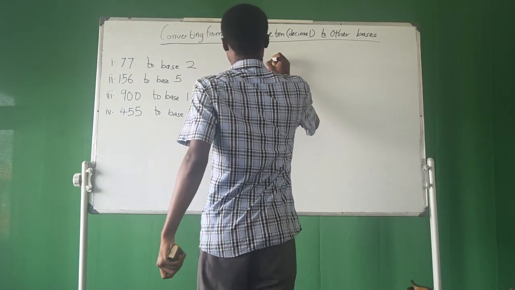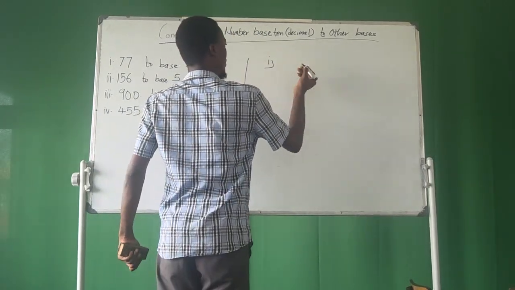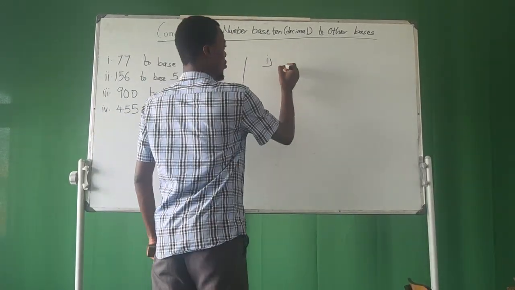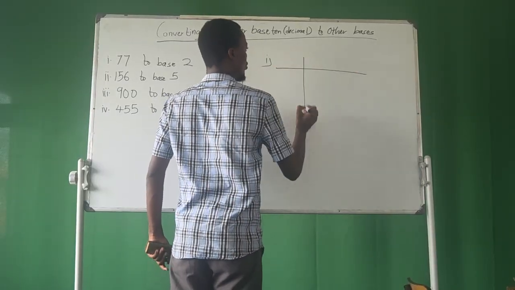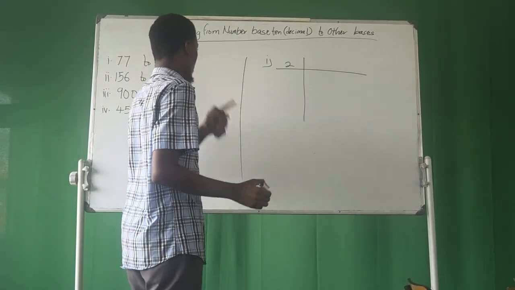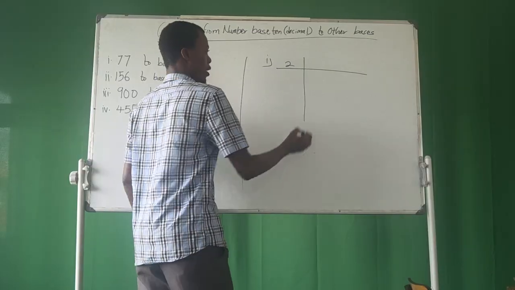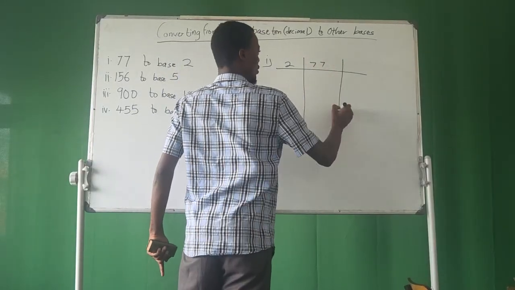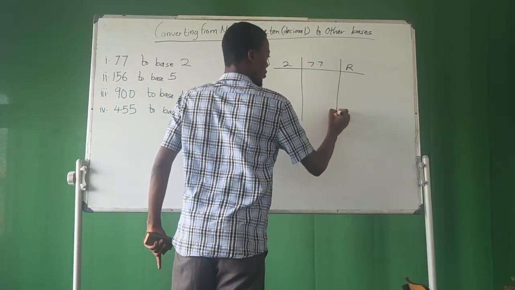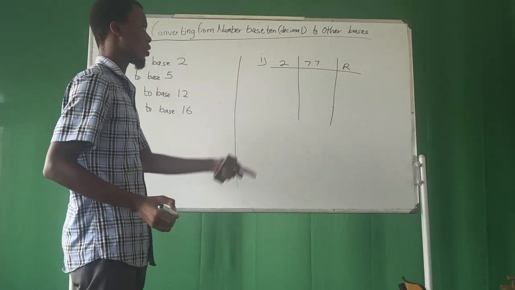So now, this is how we're going to do it. First of all, we can use a table. Since we are converting to base 2, we put 2 and we put 77, and here becomes the remainder.